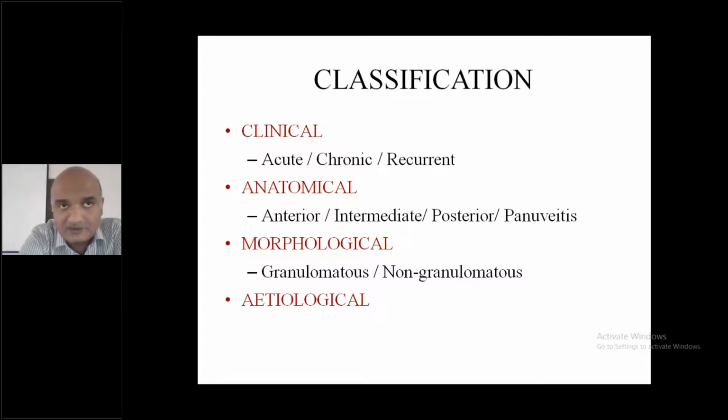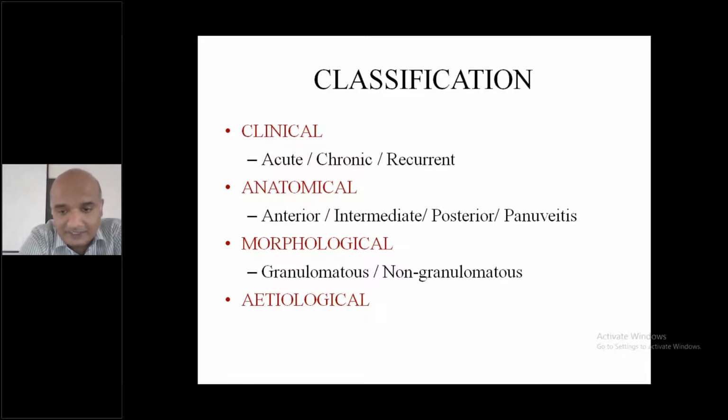Is it acute? Acute means it has started recently, within the last 2 weeks. Chronic, if it is more than 6 months. Recurrent means it comes, resolves, subsides, and then again it comes. So that is called recurrent. So based on the type and duration of presentation, you can classify uveitis as acute, chronic, or recurrent. Anatomical classification is nothing but which part of the uveal tissue is involved.